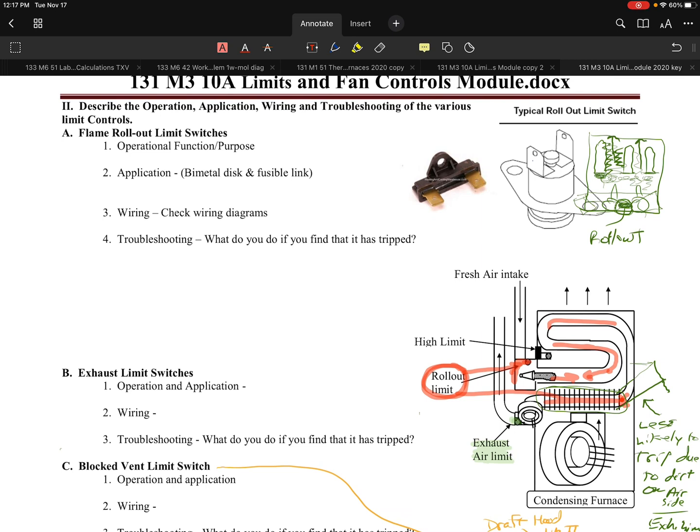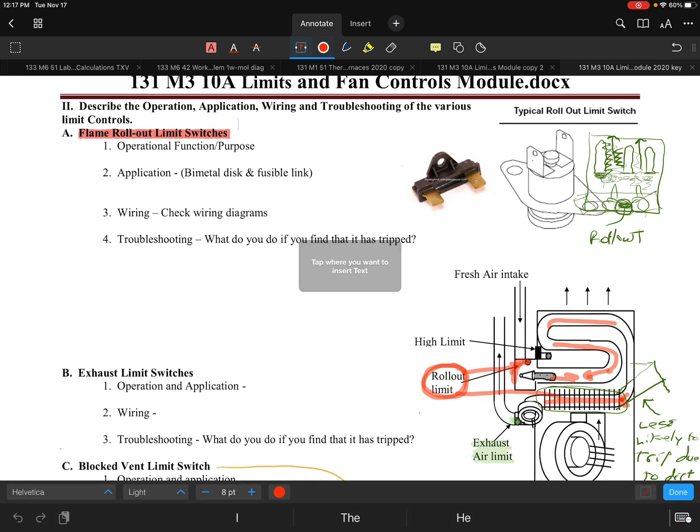So the first one I want to deal with is the flame rollout limit switch. Now, what is the primary function of a flame rollout? When we look at the operation, the function, the purpose, what do we want it to do?